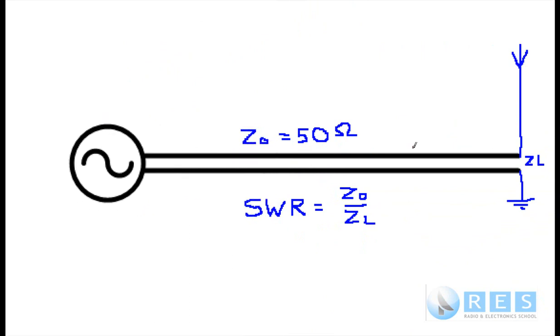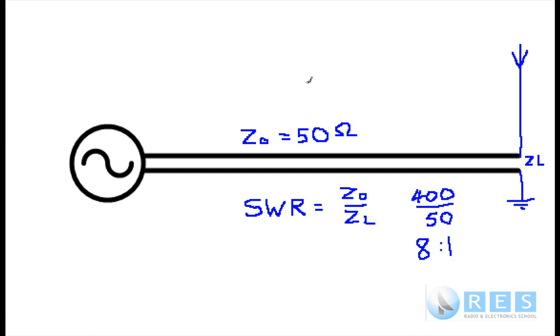SWR is simply the ratio between the characteristic impedance of the line and the impedance of our antenna. Whatever's the largest goes on the top, so if ZL was larger, it would go on the top. So if our load was 400 ohms and our characteristic impedance of our line was 50 ohms, then the standing wave ratio, SWR, would be 8-to-1.